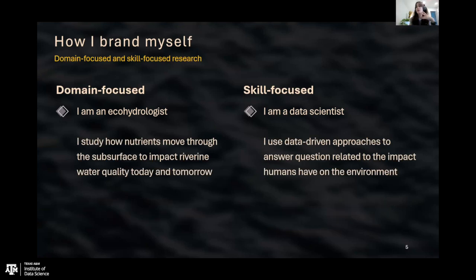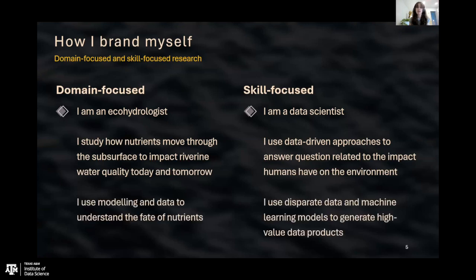My domain-focused introduction is: I study how nutrients move through the subsurface and impact water quality today and tomorrow. But if I'm talking to someone more interested in my skills, I say I use data-driven approaches to answer relevant questions on the impacts of humans on the environment. That's a skill-focused perspective. And then, I use modeling and data to understand the fate of nutrients. My skill-focused introduction is I use disparate data and machine learning models to generate high-value data products.